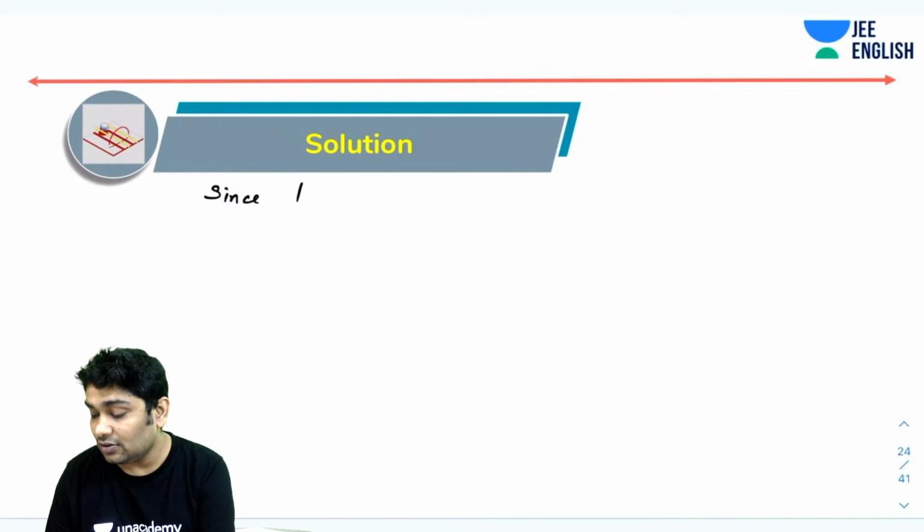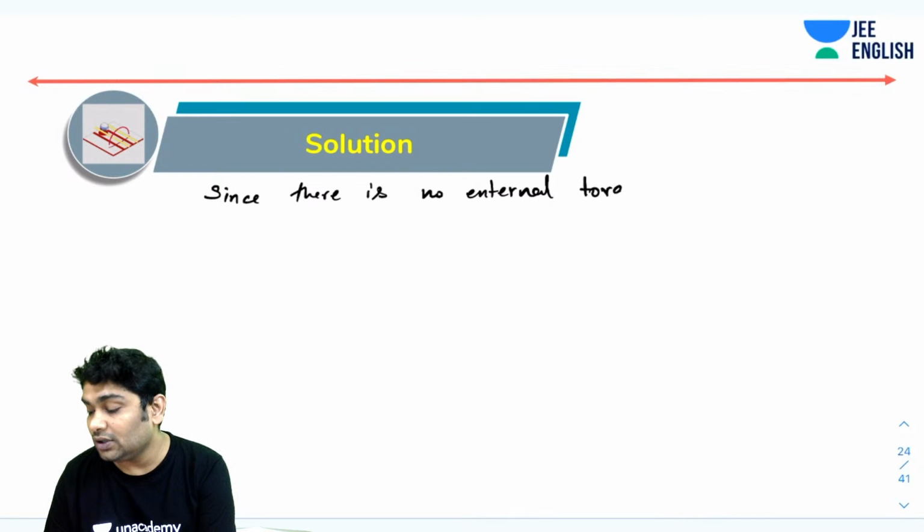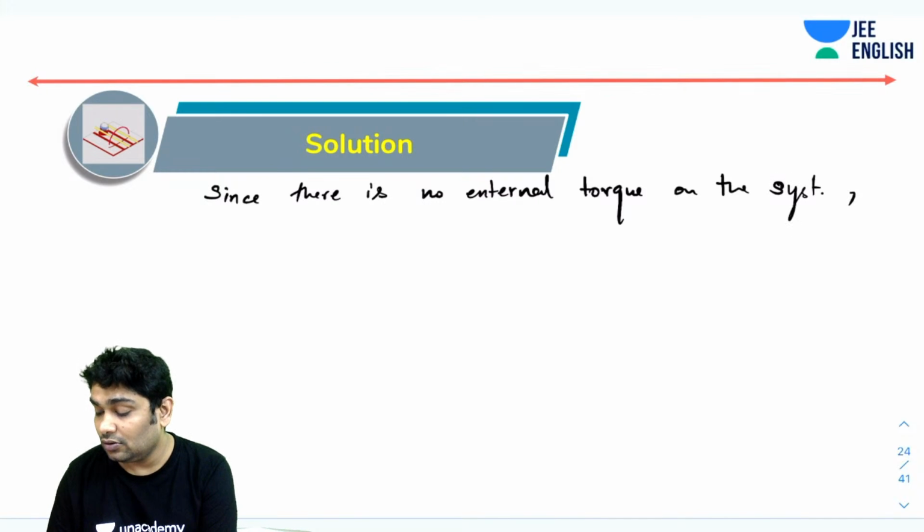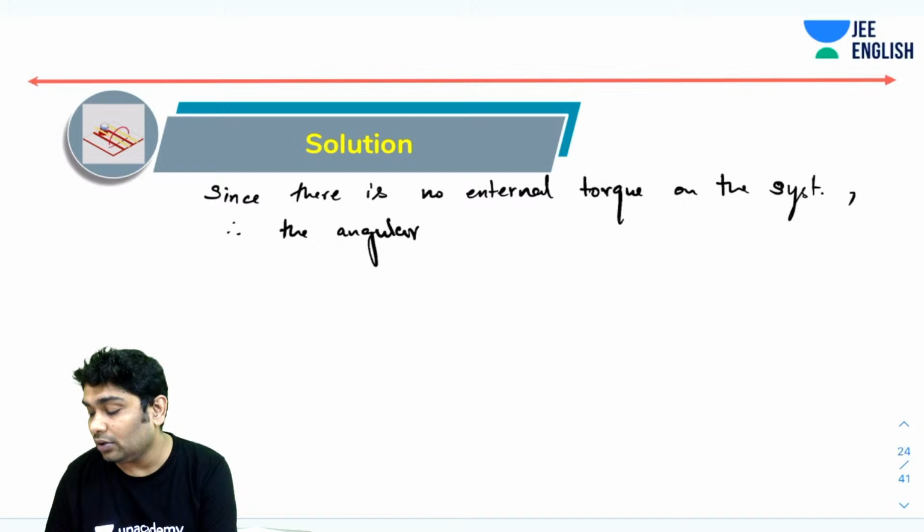Since there is no external torque on the system, therefore I can conclude the angular momentum of the system will remain conserved.